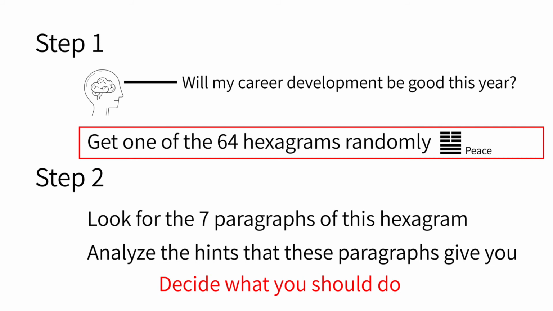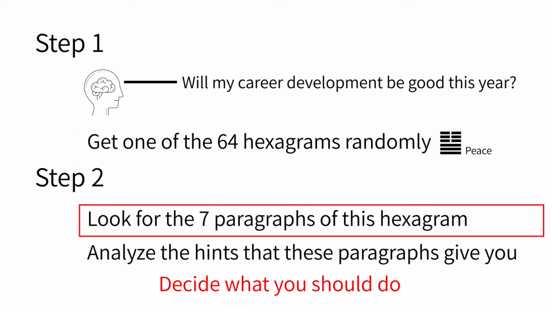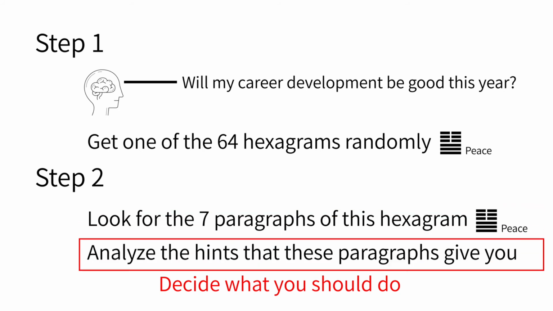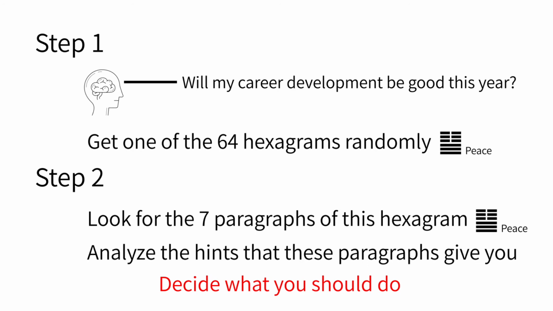I have to say, this translation is very inappropriate. I will gradually correct many errors in the translation of I Ching in English in future videos. Second step, I look at the 7 paragraphs of the peace hexagram and then combine my own circumstances with those 7 paragraphs to judge the true situation of the thing now and how the thing will develop in the future. Now you know how to use the I Ching to predict the development of things.